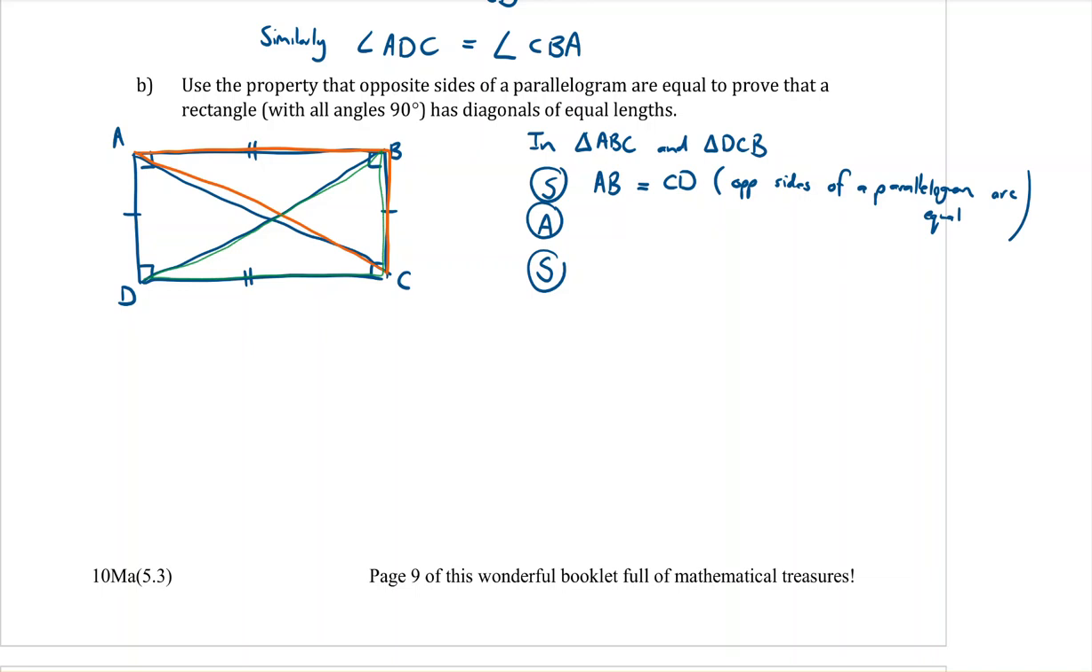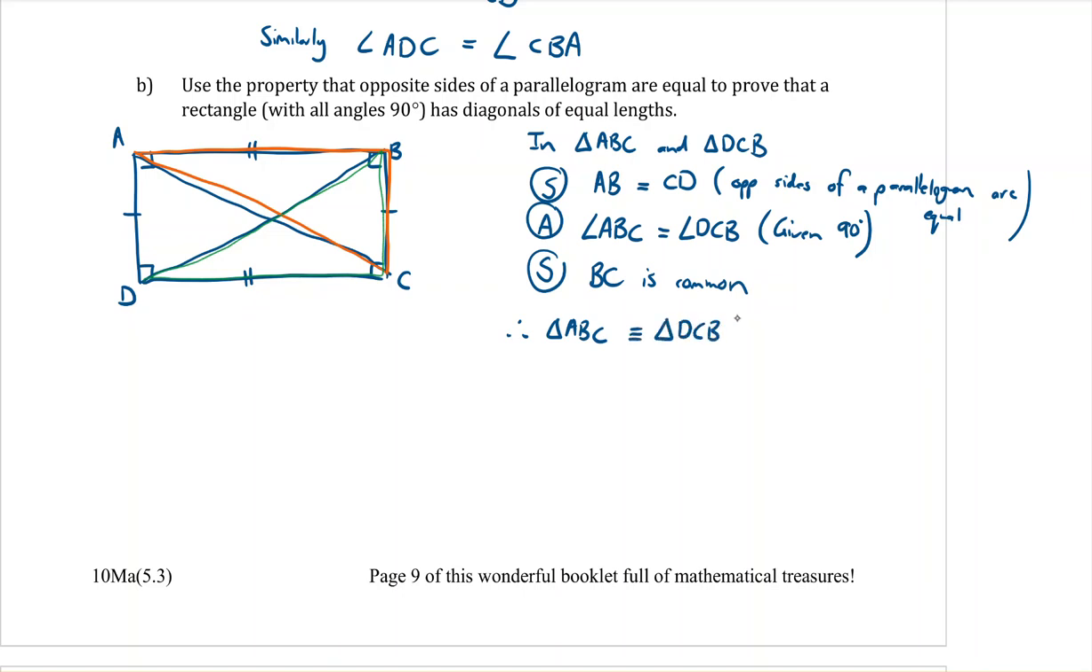Okay, then the angle is going to be the right angle. In the orange triangle, it is angle ABC. In the green triangle, that matches with angle DCB, and that's because we were told that we were given an angle of 90 degrees. I'm going to use BC is common, because it is shared with both of those triangles. Therefore, triangle ABC is congruent to triangle DCB because of SAS.